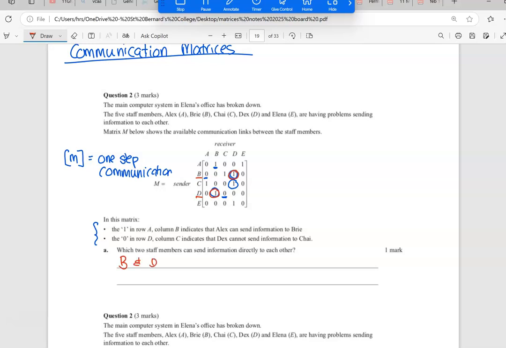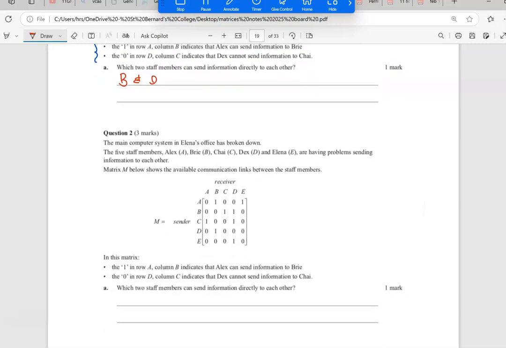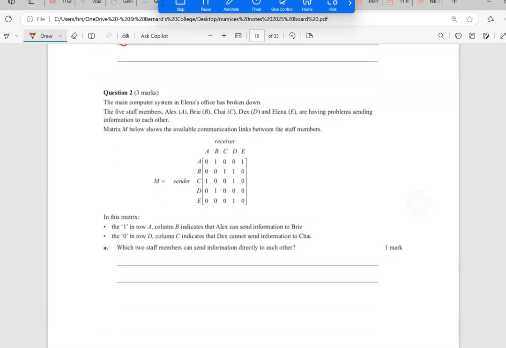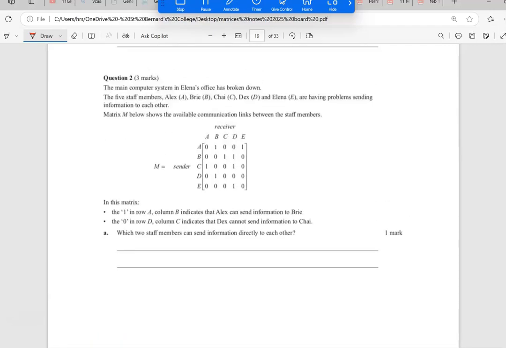In the exams, you can just use the letters because they define those names as letters. If you wrote the names, that's fine too, but save yourself time and just write B and D. All right, let's have a look at this question. In total, it's 3 marks, but we're just going to be looking at the part that you can do, so it's just the 1 mark. 1 mark in Year 12 is a lot on the exam, so we want to make sure we can get every 1 mark that we can get.